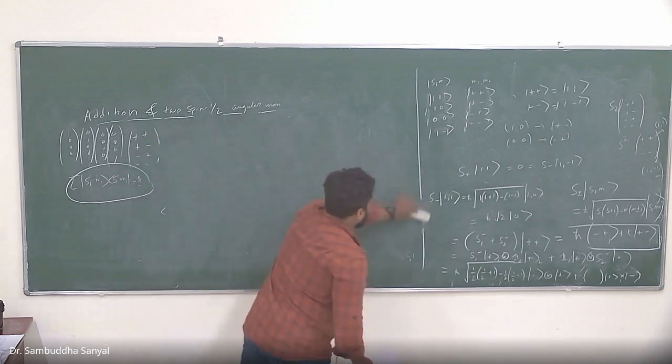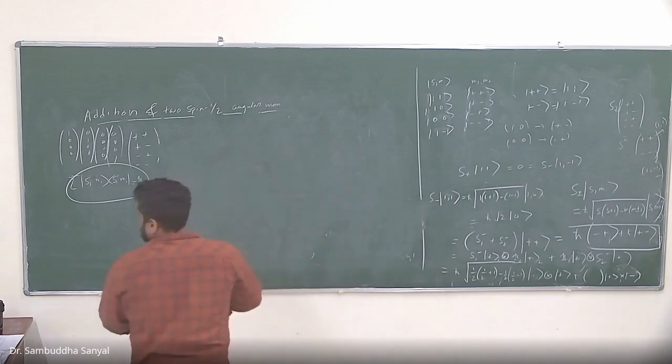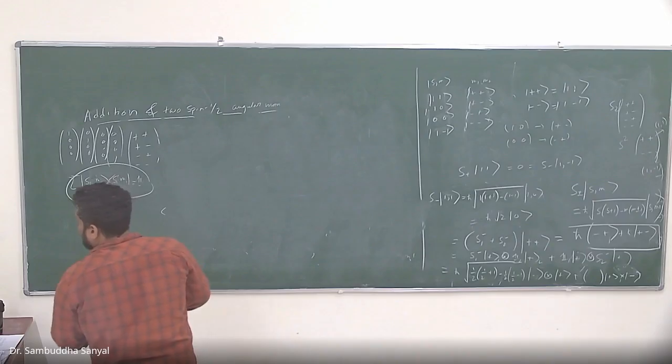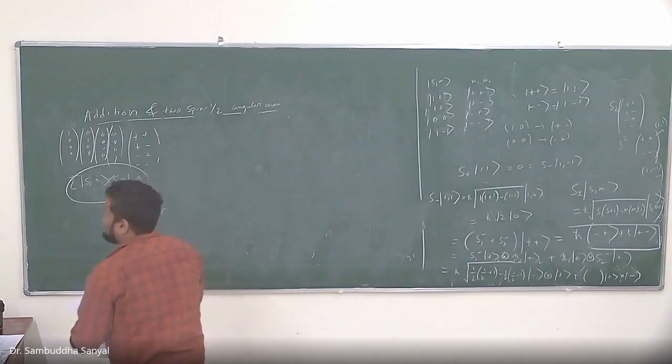Sir, students for the next class have come. Sorry? Students for the next class have come here. Okay, so yeah, then you can close it there.